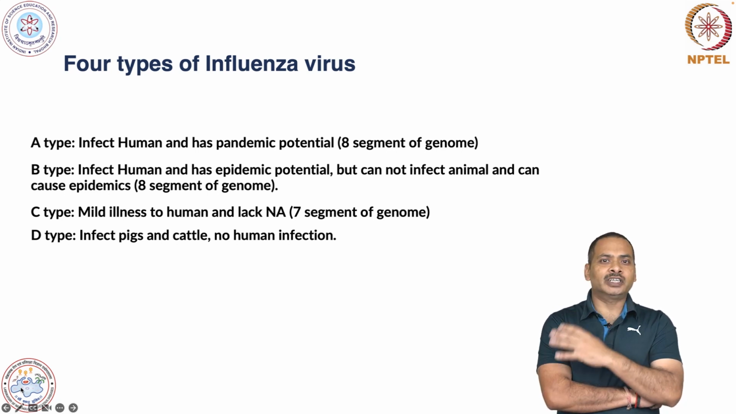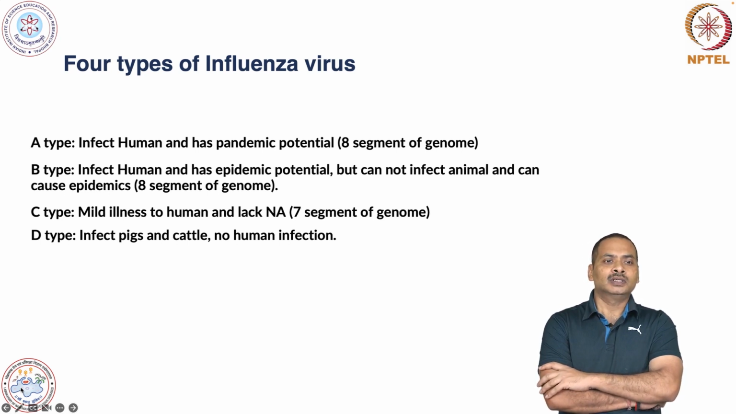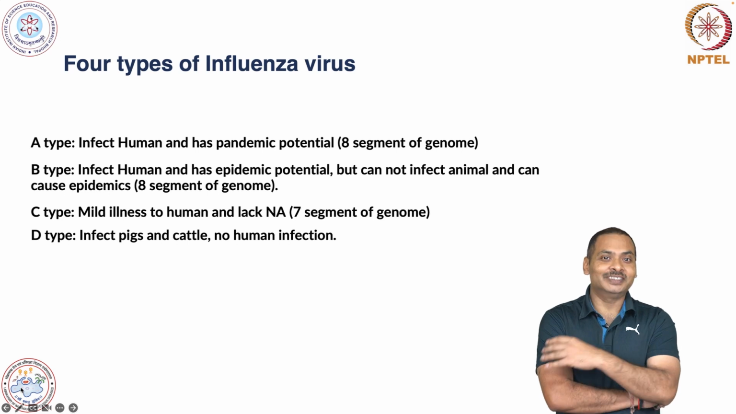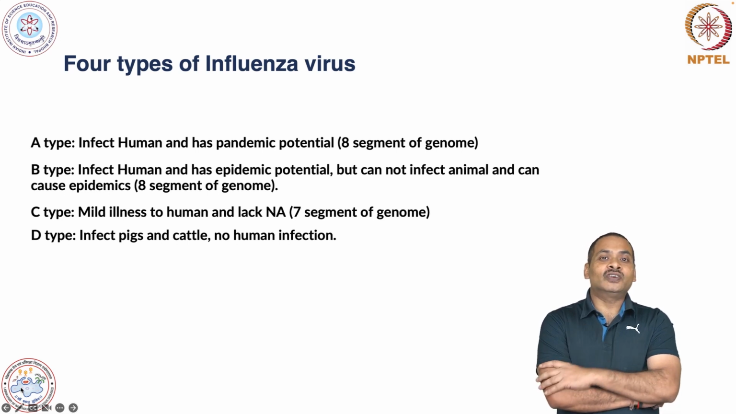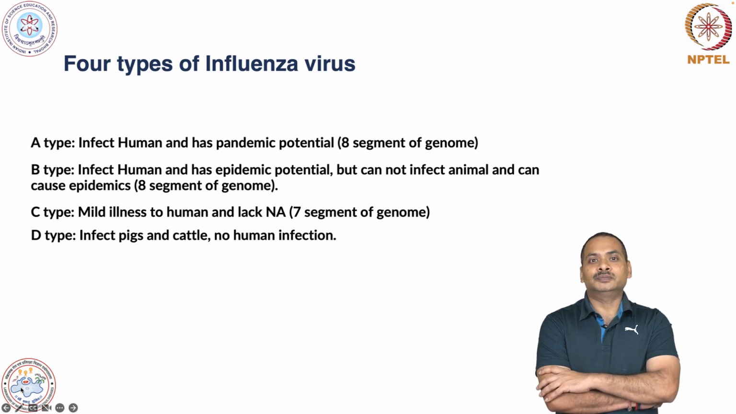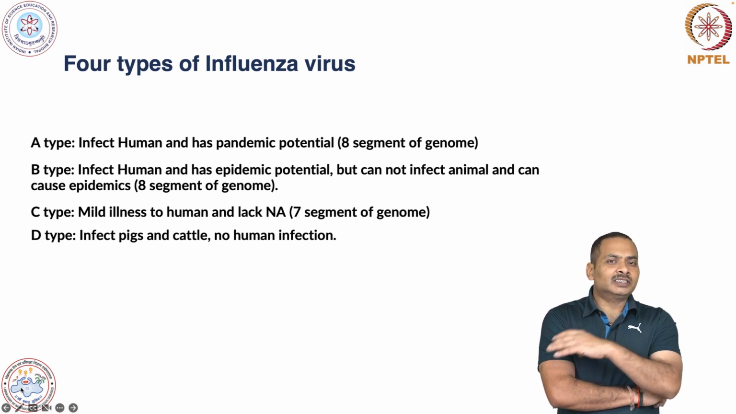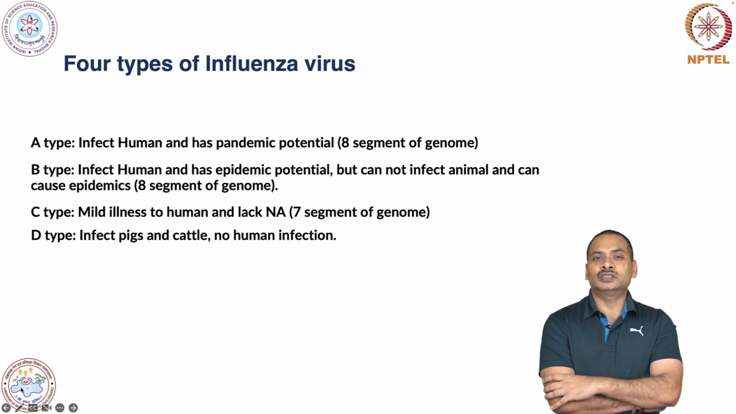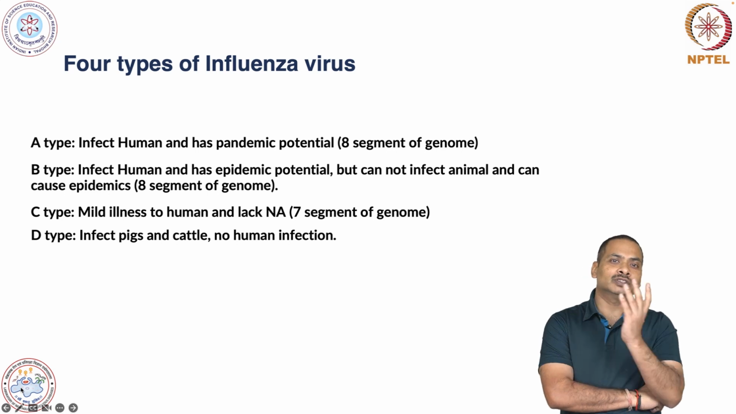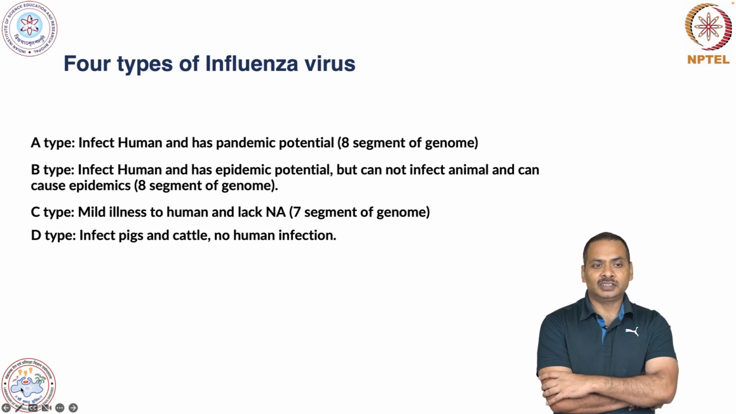There are 4 types of influenza virus. The A type basically infects humans and has pandemic potential. So A type is the most dangerous. They can infect humans, and they can cause pandemics. And this A type consists of 8 segments of genome, as you have seen in the previous session.